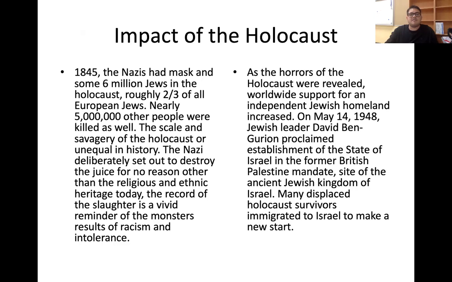The scale and savagery of the Holocaust are unequaled in history. The Nazis deliberately set out to destroy the Jews for no reason other than their religious and ethnic heritage. The record of the slaughter is a vivid reminder of the monstrous results of racism and intolerance. As the horrors of the Holocaust were revealed, worldwide support for an independent Jewish homeland increased.